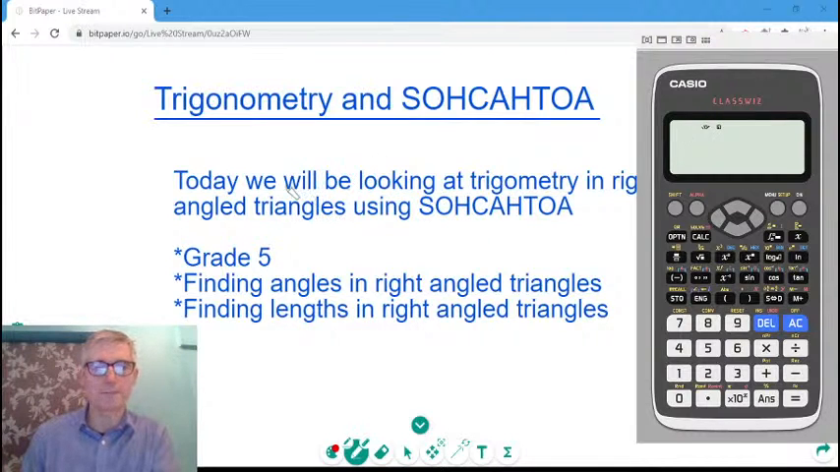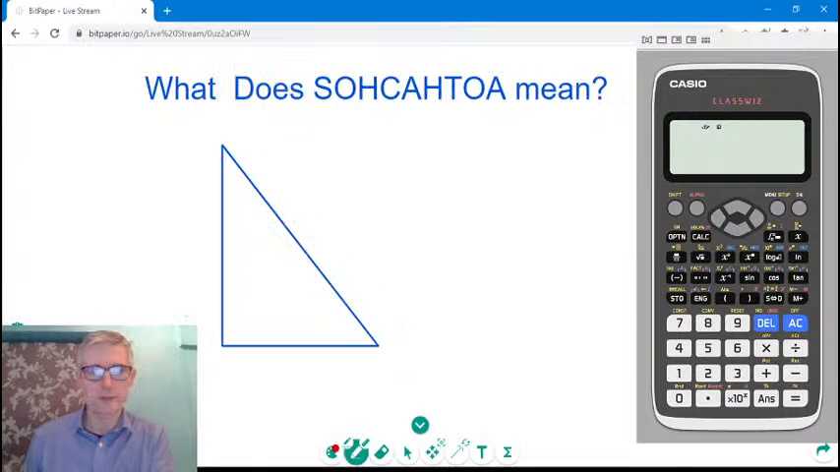What we're going to be looking at is SOHCAHTOA in right-angled triangles, and this is basically a grade 5 topic, somewhere between the foundation tier and the higher tier paper. There are two things we can be looking at: finding angles in a right-angled triangle, and finding lengths in right-angled triangles. To move on, let's look at what SOHCAHTOA actually means.